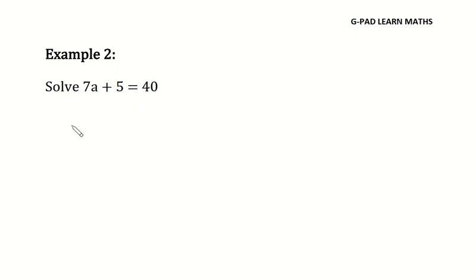Okay, this is example 2. It says solve 7a plus 5 is equal to 40. 7a plus 5 is equal to 40. How do I solve this question?